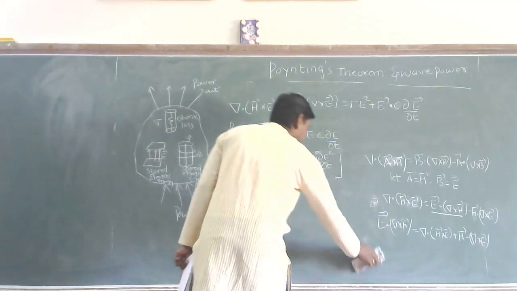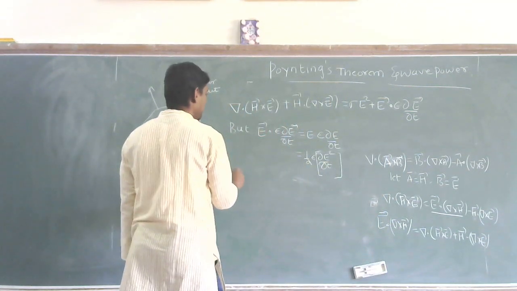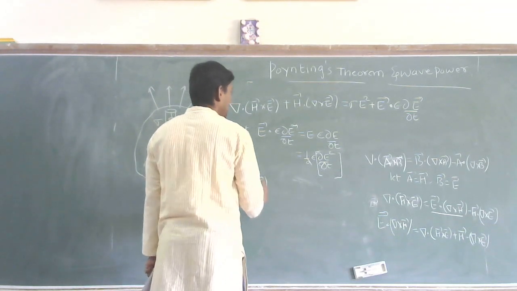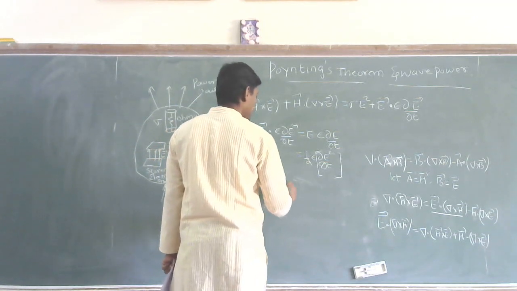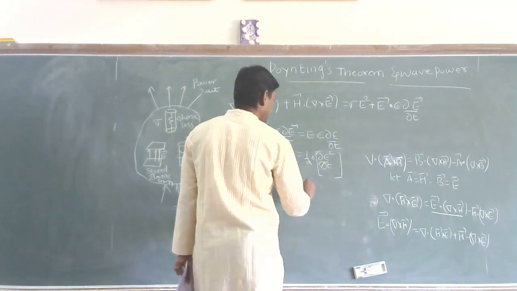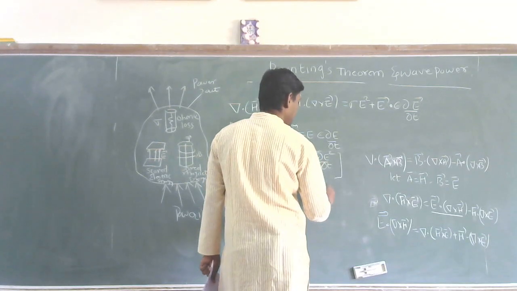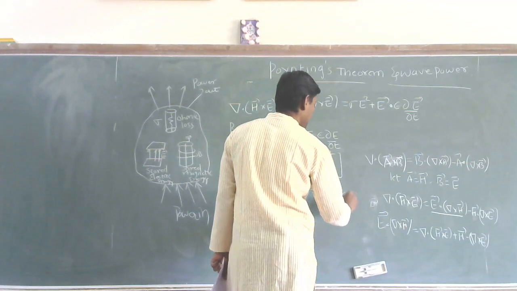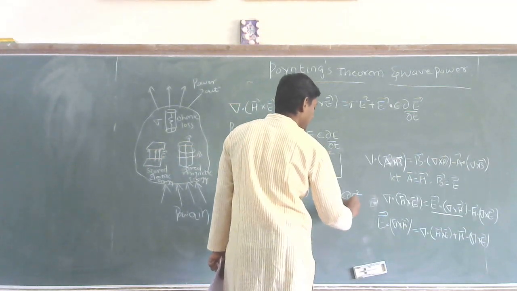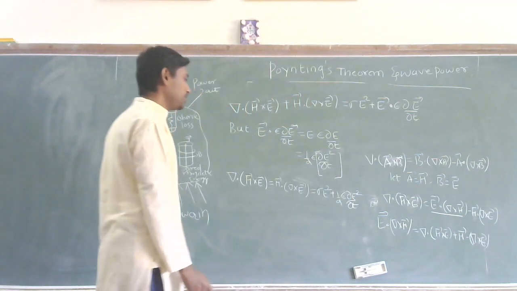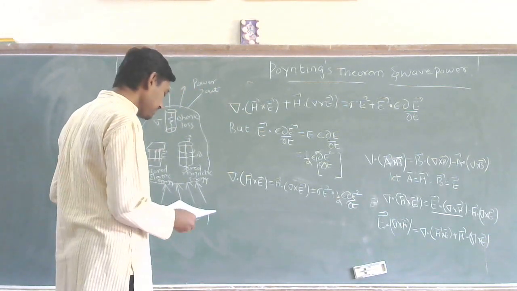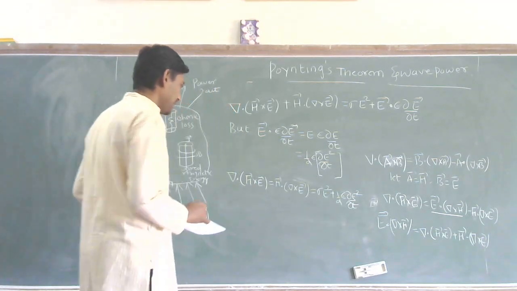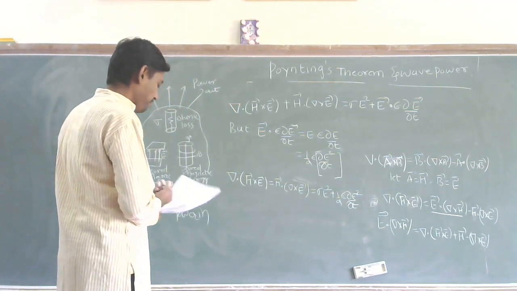With that, one more simplification: I could really write this as del dot (H cross E) plus H dot (del cross E) is equal to sigma E square plus 1 by 2 epsilon times dou E square by dou t. So we have now this expression with us.